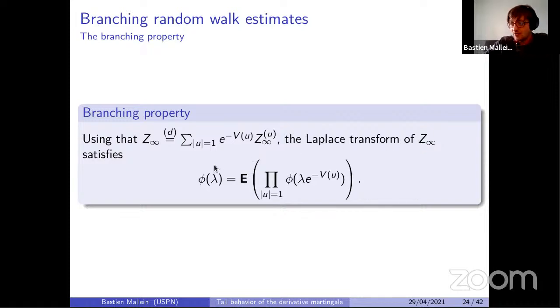In particular, it translates for the Laplace transform of Z infinity in the following fashion. We know that phi of lambda is equal to the expectation of the product, over all particles alive at generation 1, of phi of lambda times e to the minus V of u. So we can use the branching property to show that the law of Z infinity is a fixed point of a smoothing transform equation.